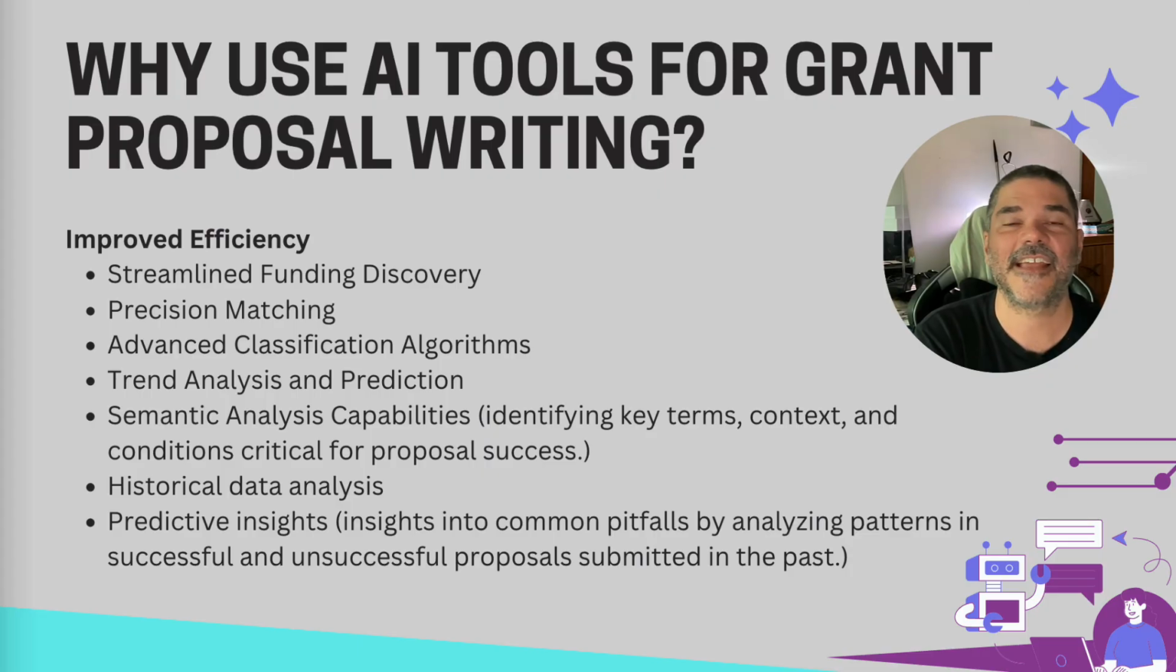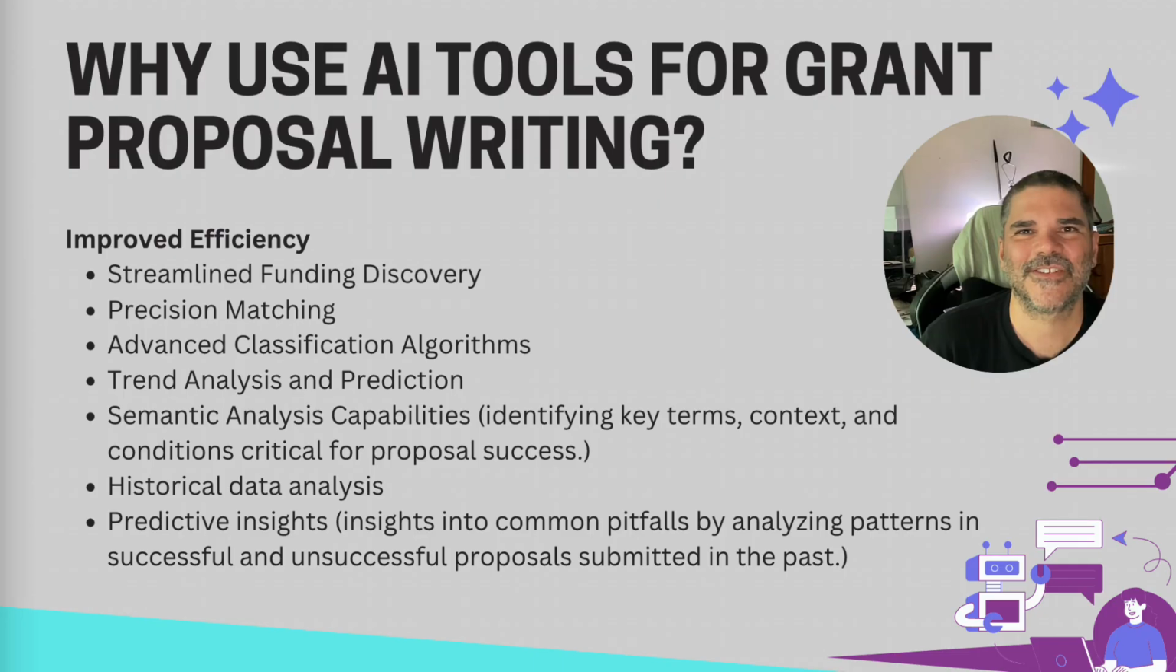So let's get into it now that we've seen the landscape of AI and what we have generally and broadly used it for in the past. So why use some AI tools in your grant proposal writing? There's three different elements that we're going to go through, and the first one is improved efficiency.